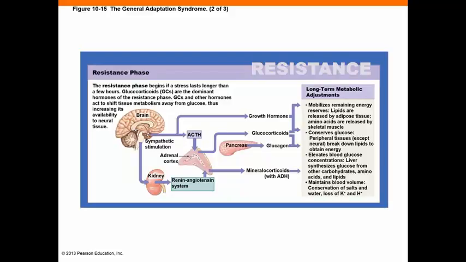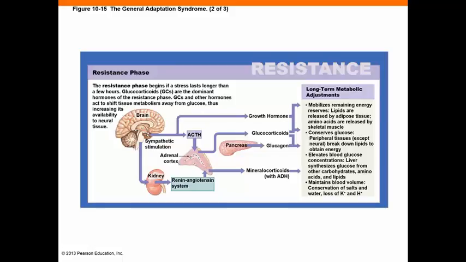The resistance phase begins if stress lasts longer than just a few hours. Glucocorticoids are usually the dominant hormone in this resistance phase, and others act to shift tissue metabolism away from glucose and thus increase the availability for neural tissues. The result is to mobilize the remaining energy reserves. Lipids are typically reduced by the adipose tissue, and amino acids are released by skeletal muscles. The goal here is again to conserve glucose, and peripheral tissues, except for neural tissues, are going to be breaking down their reserves like lipids to obtain their energy.